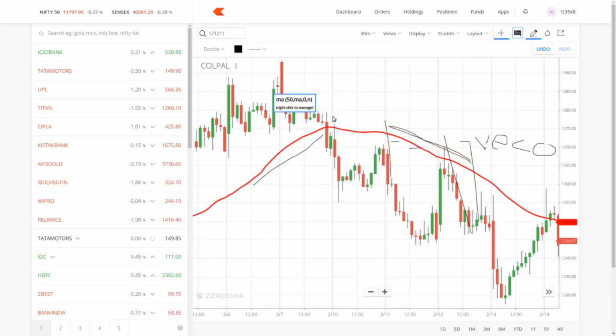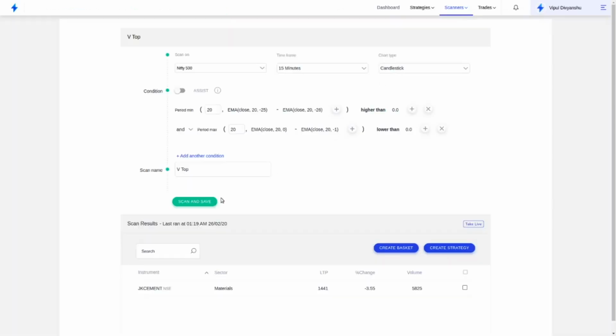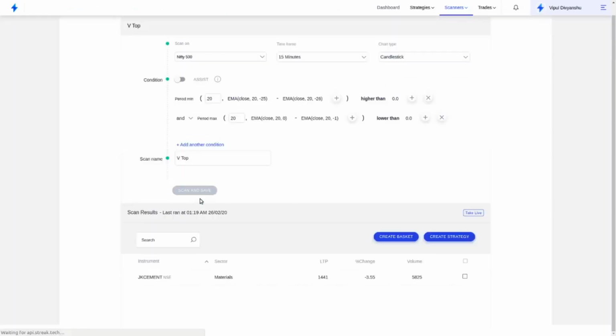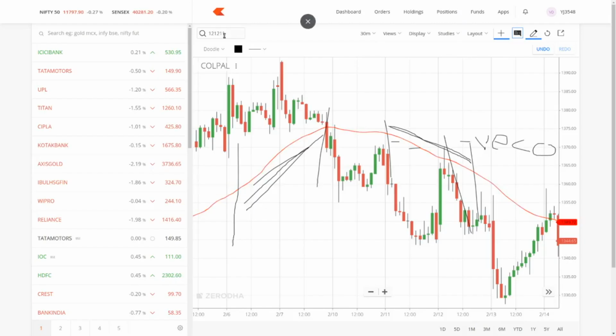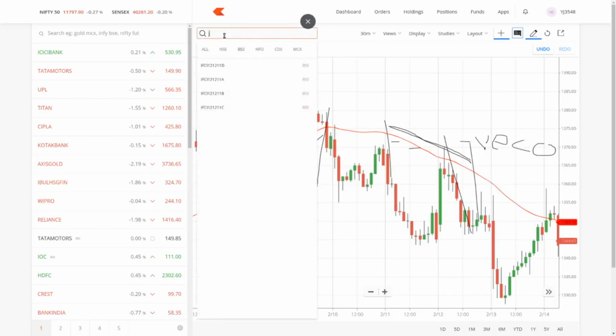Whereas previously I've said that after that offset of 25 candles, the EMA for 20 candles was constantly increasing. Now I've just drawn here to explain what I've tried to create, to keep it very simple. If you just run the scan, you get JK cement. Let's plot that and we'll see what we get.